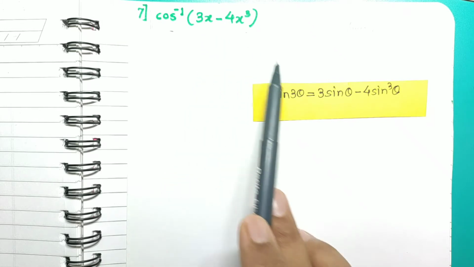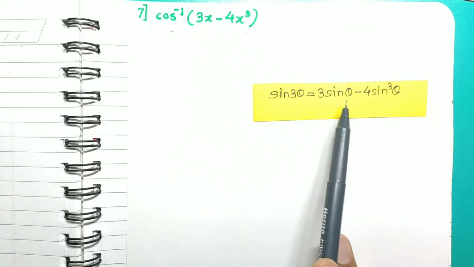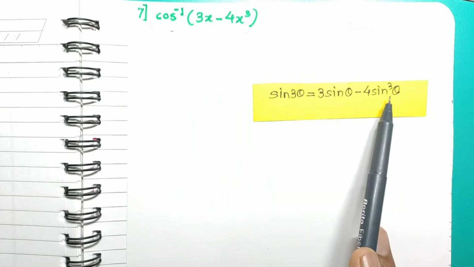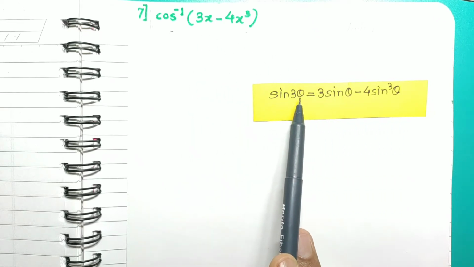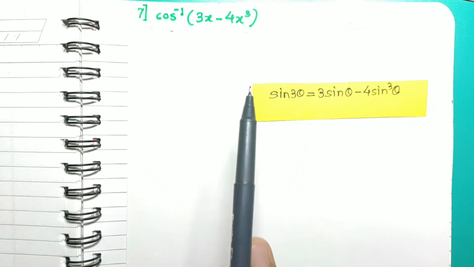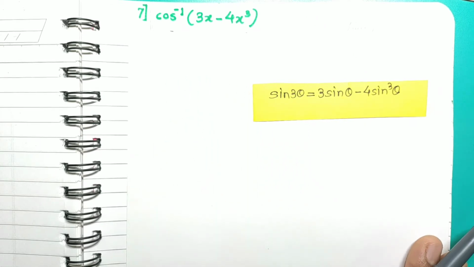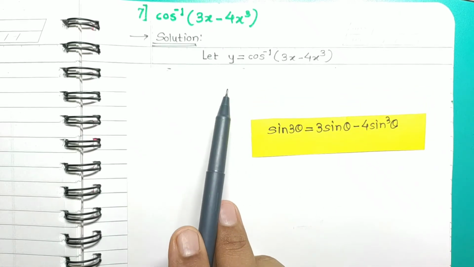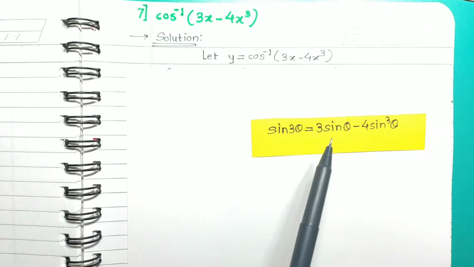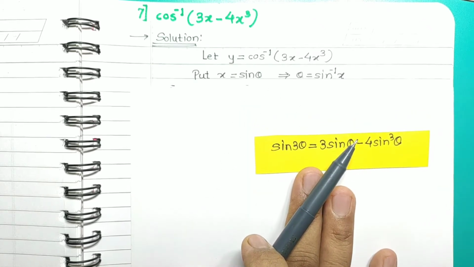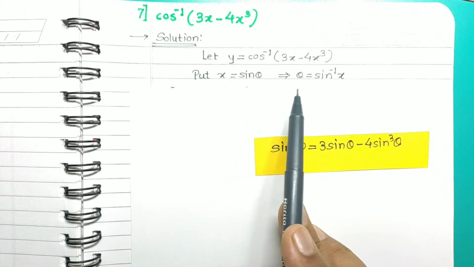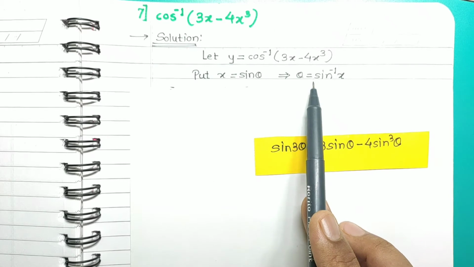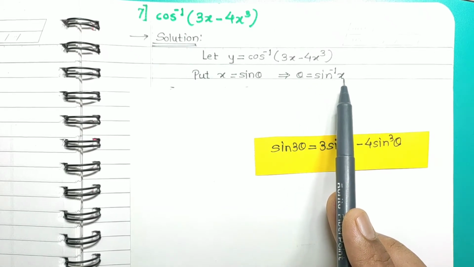If I put x is equal to sine theta, then we have 3 sine theta minus 4 sine cube theta, which we can write as sine 3 theta. So this is the trick to solve this example. In the solution you write down the given function, and by observing these things I have discussed, you put x is equal to sine theta, and we have to replace this theta afterwards. So you write here theta is equal to sine inverse of x.